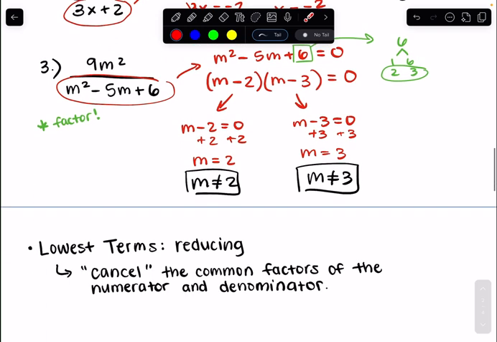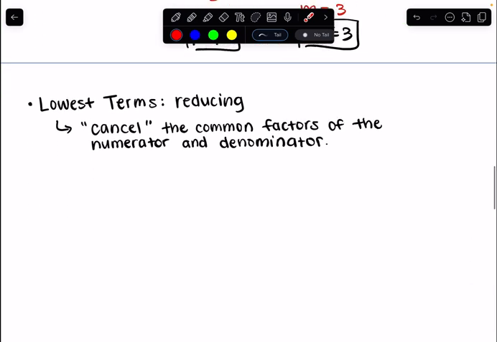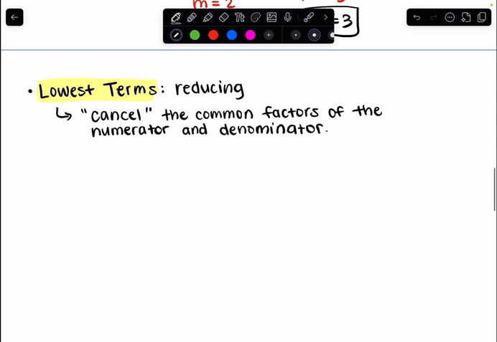All right, and the last portion of the notes that we're going to cover, we're going to go ahead and talk about lowest terms. Okay, so your lowest terms, to put that simply, just means you're going to reduce. So if you look at the little note that I made here, it says cancel the common factors of the numerator and the denominator. So for example, again, we're dealing with fractions. Let's say I give you a fraction like this, so 12 over 20, and I want you to reduce it or put it in its lowest terms.